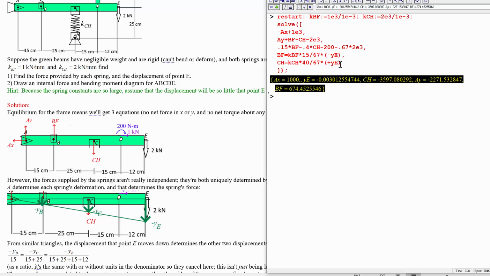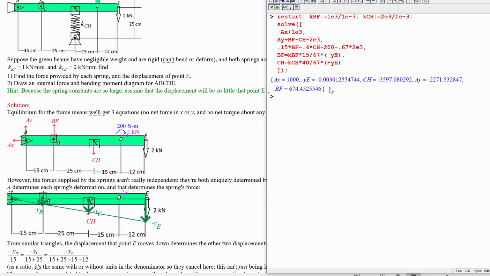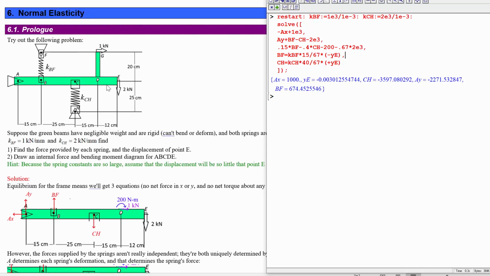So YE has ended up being negative, meaning that it's moved down. We put positive YE as the amount that it moved up. And that makes sense because these forces are generally downward. And YE is negative 0.003. So that means it's moved down by 3 millimeters in response to these, with these springs sort of holding it up there. And the CH is negative, meaning that CH is actually pushing up there. So this spring is in compression. It's been compressed a bit.